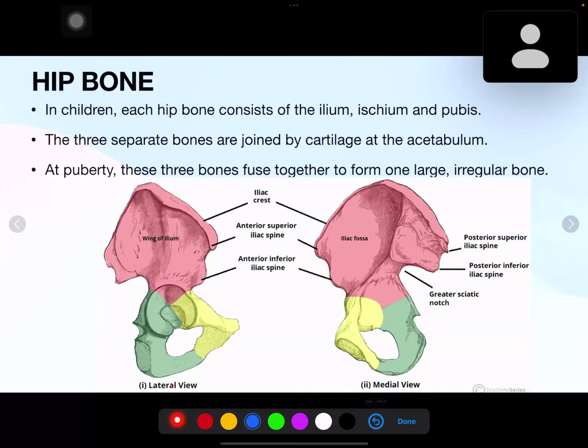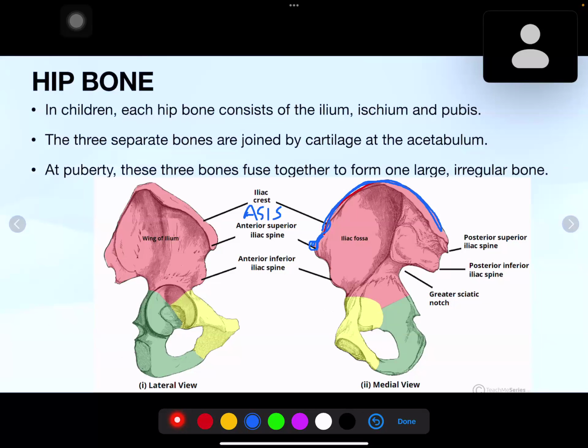Now there are a few important points on the ilium bone. I'll be discussing the ilium bone in the next slide. You can see in this figure, this upward curved border is called the iliac crest. And at the anterior upper border, this is the anterior superior iliac spine. We can say ASIS like this.